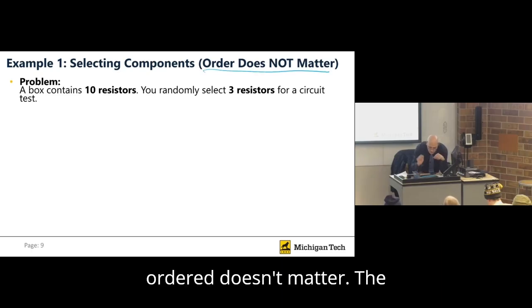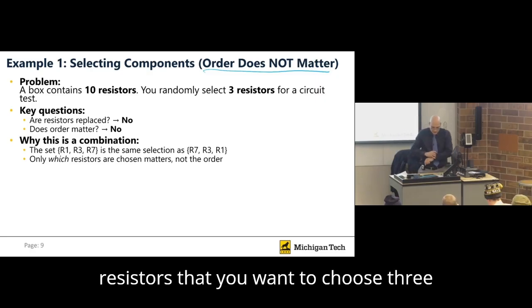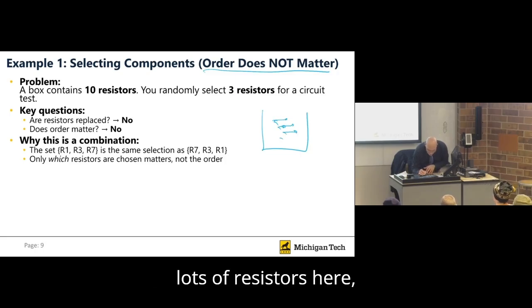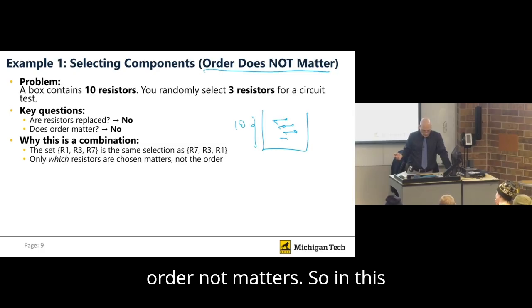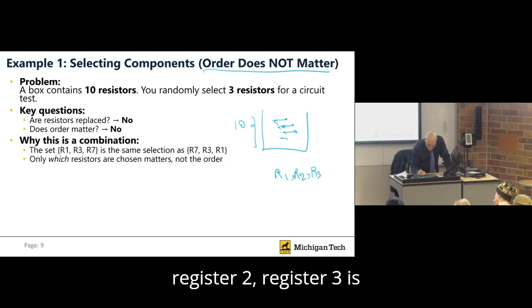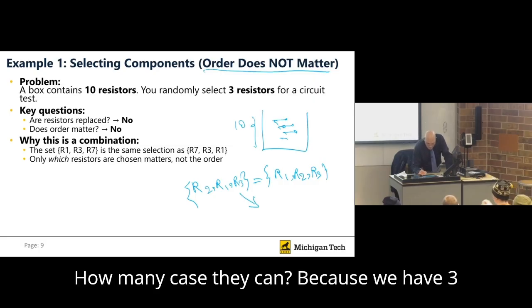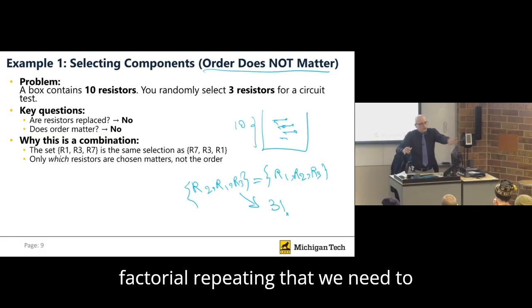Okay, let's do one where order doesn't matter. A good example is a bin of resistors that you want to choose 3 of from 10. You have a bin, lots of resistors here, 10, and you want to choose 3. In this case, order doesn't matter. So resistor 1, resistor 2, resistor 3 is equal to resistor 2, resistor 1, resistor 3. So we need to eliminate these. How many cases can they be? Because we have 3 factorial repeats, we need to remove them.